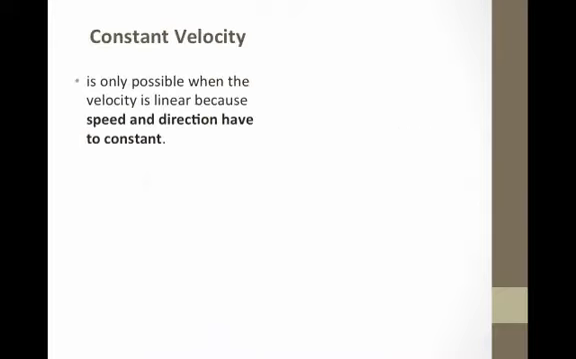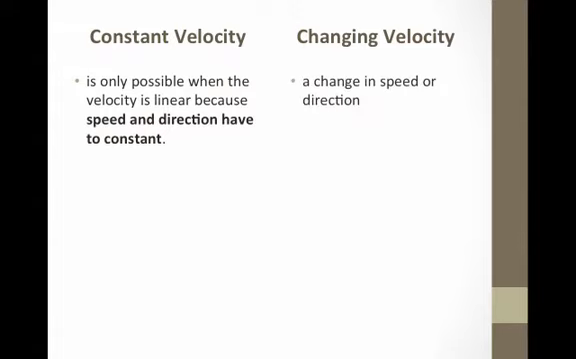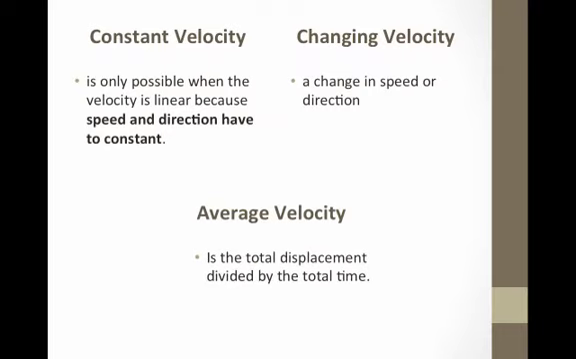Constant velocity is only possible when the motion is linear, because speed and direction have to be constant, because velocity is a vector quantity. Changing velocity is a change in speed or direction. So you can change your velocity by changing your speed and or your direction. Average velocity is the total displacement divided by the total time. Yeah, it sounds like average speed. The key word, though, is displacement, not distance.